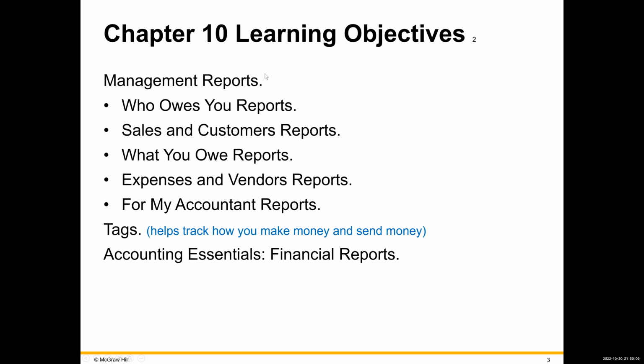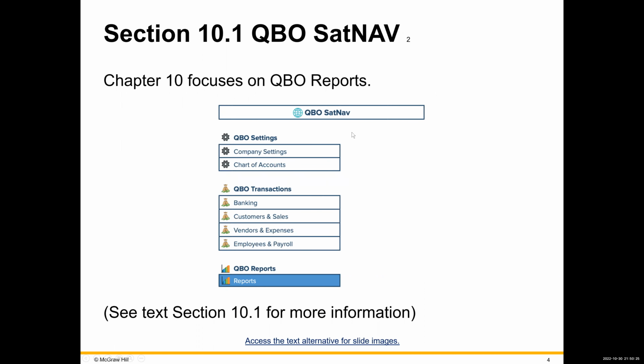We'll also go over in this chapter management reports. Also, we'll talk about tags, which help us track how we make money and send money. Okay. Now, in our sat nav illustration, the author has this chapter under reports. We're not going to do any transactions. We're just going to be running reports. And of course, that's the end result of all this work. These reports are why we do everything we did before.